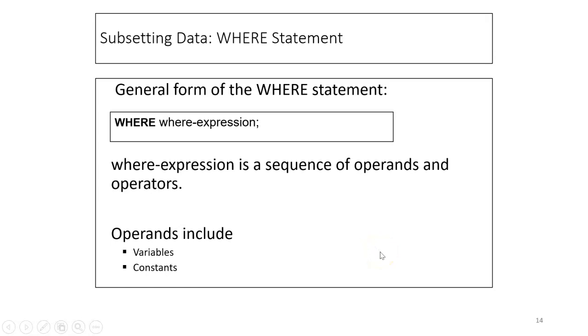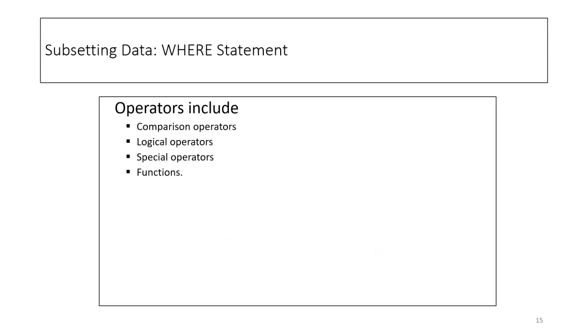The general syntax of the WHERE statement is WHERE expression. A WHERE expression is a sequence of operands and operators. Operands include variables and constants. Now we need to understand the operators used in the WHERE statement. There are four kinds of operators: comparison operators, logical operators, special operators, and functions. One by one we will understand what these operators are.